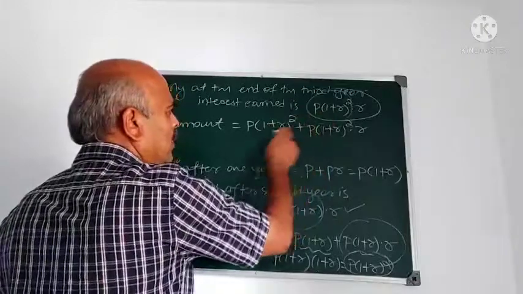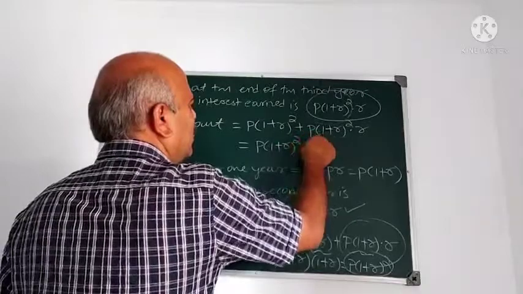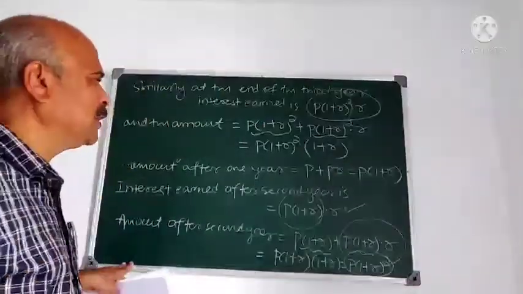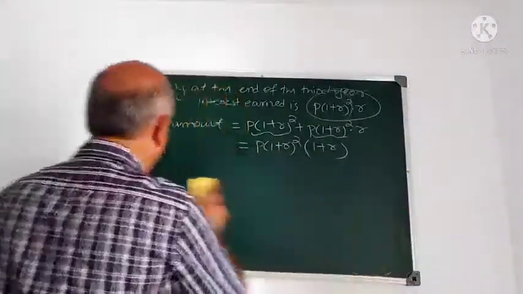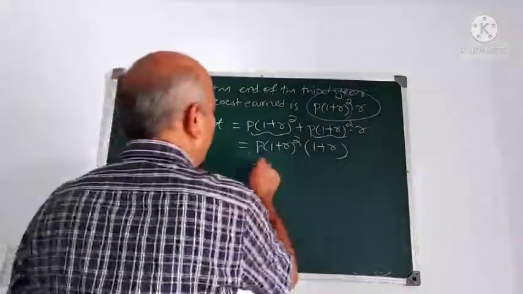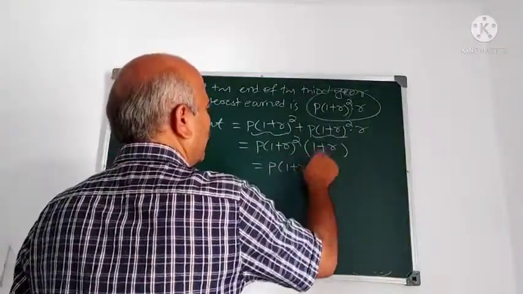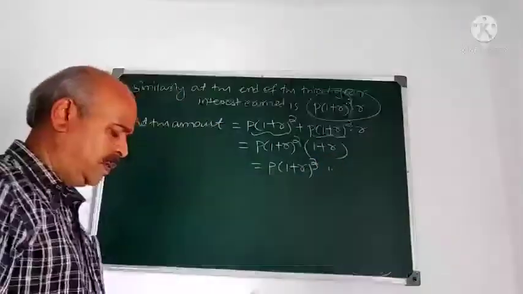Total amount is this. So it is P into 1 plus R whole square into 1 plus R. Take this common, P into 1 plus R whole square common. Therefore, at the end of the third year, amount will be P into 1 plus R whole square into 1 plus R, which is P into 1 plus R whole cube.